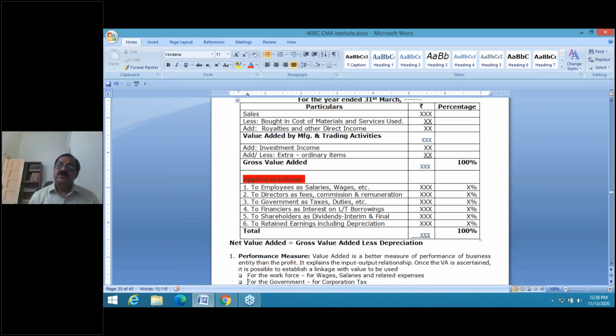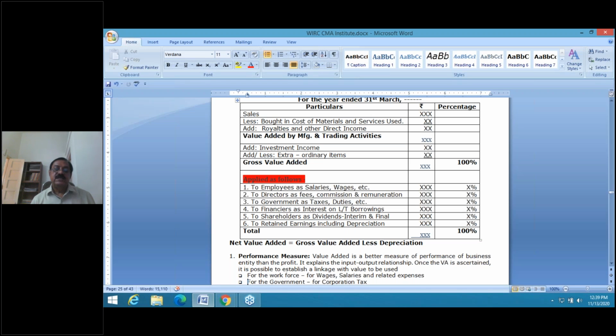And how this gross value added is distributed or applied among 6 parts. I can divide in 7 parts also. One is employees by way of salary, wages. Second, to directors as fees, commission and remuneration. Third, to government as income tax, GST, your local authorities duties, property tax, etc. So that comes. Then comes financials. Now there are 2 types of financials, one lenders, another shareholders.